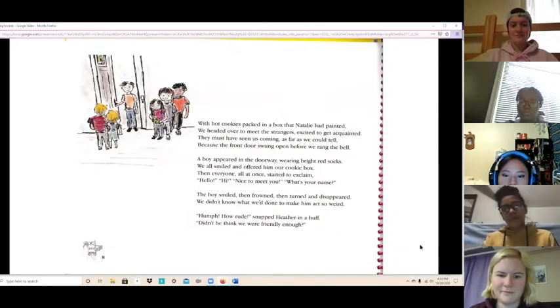With hot cookies packed in a box that Natalie had painted, we headed over to meet the strangers, excited to get acquainted. They must have seen us coming, as far as we could tell, because the front door swung open before we rang the bell. A boy appeared in the doorway, wearing bright red socks. We all smiled and offered him our cookie box.